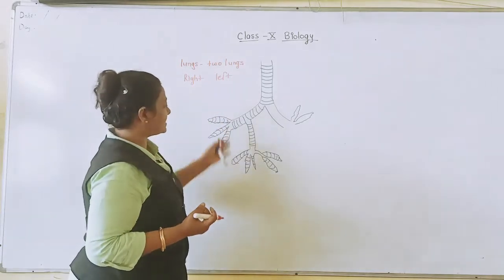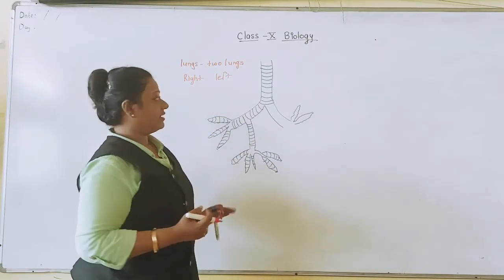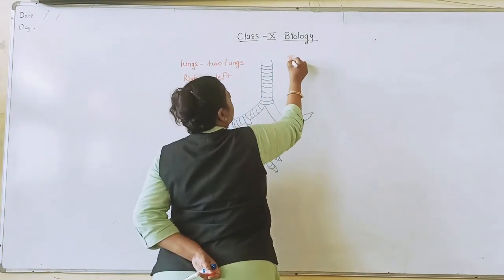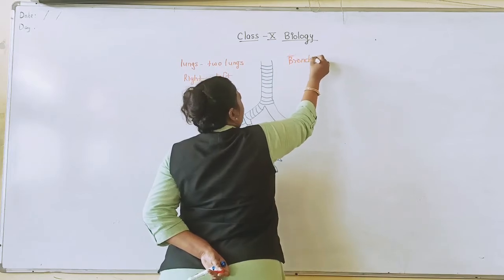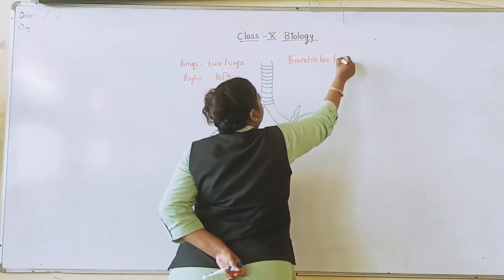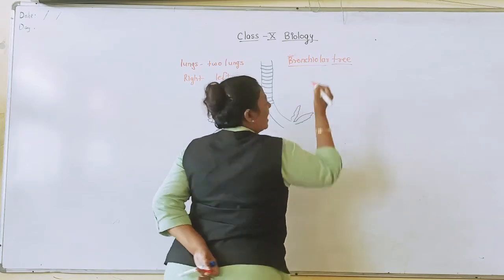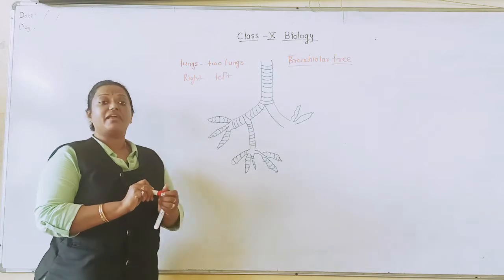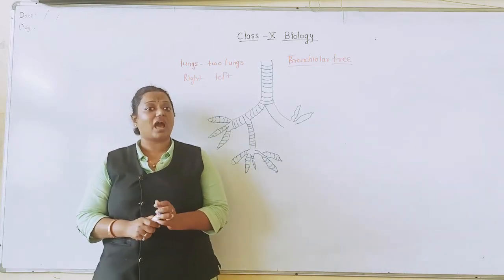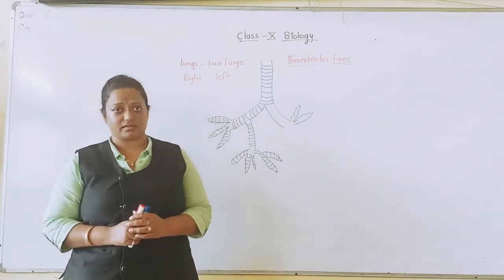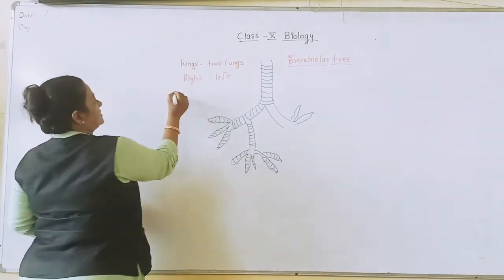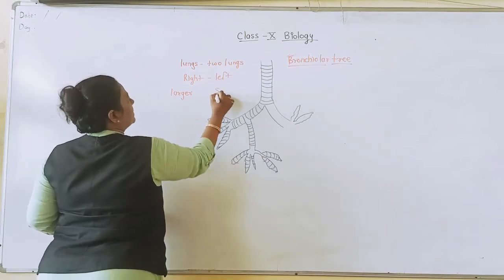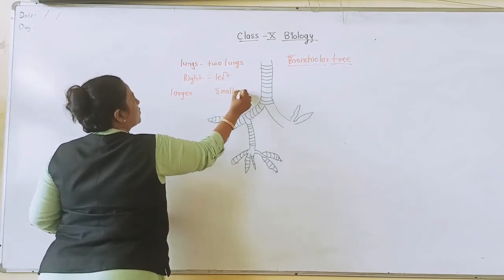And whatever I have drawn over here, that is called as what? Bronchiolar tree. Okay, and students, we have 2 lungs, and the right lung is a little larger than the left lung. The left lung, as compared to the right lung, is smaller.